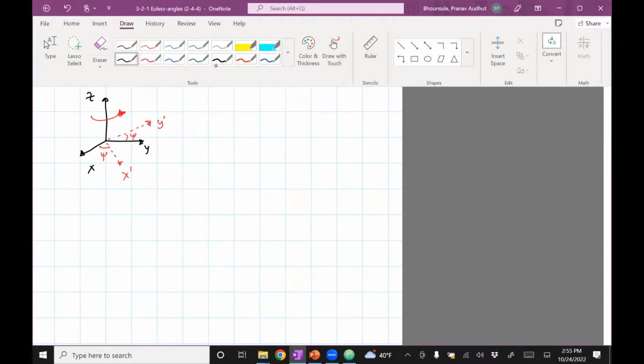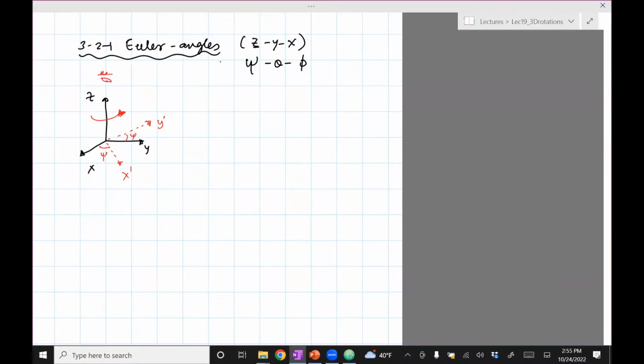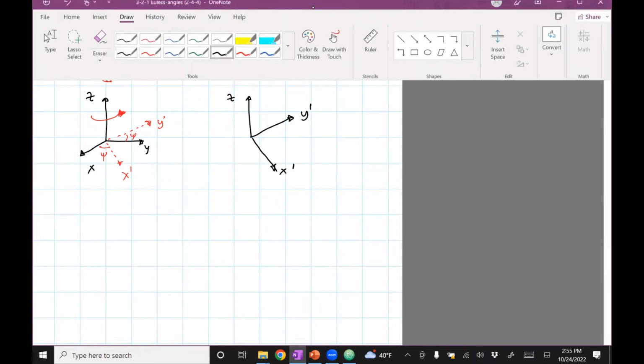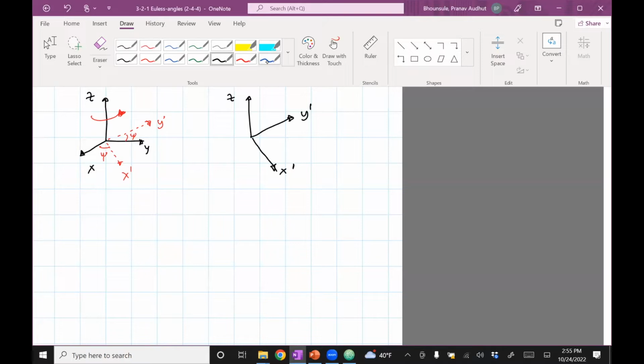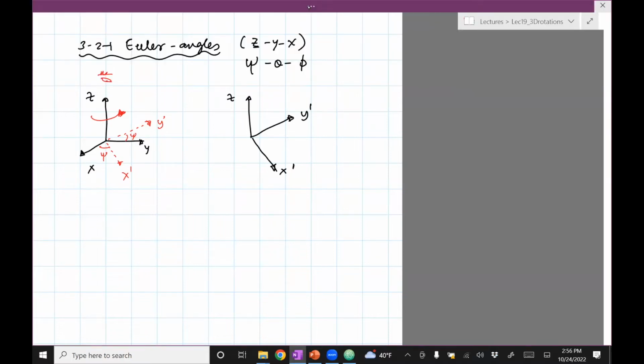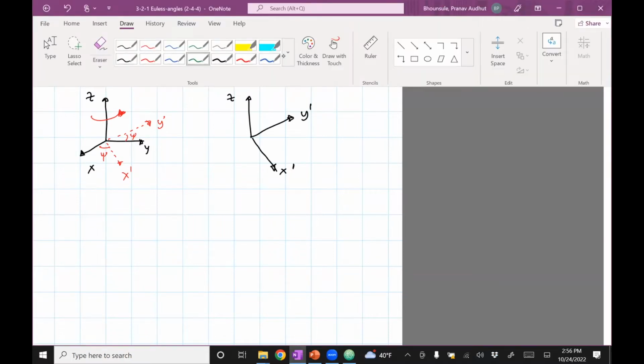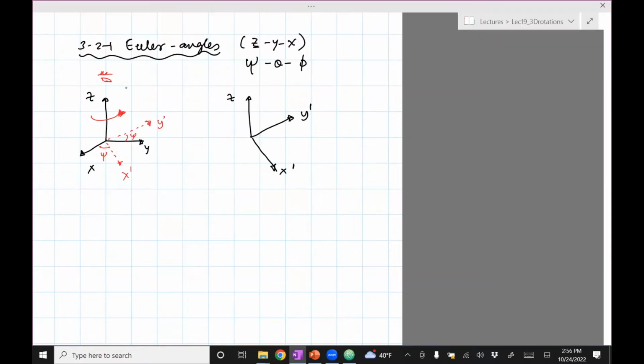Okay, next we'll rotate by theta about the y-axis. So when I say y-axis, I mean the new y. It will be y prime. So let me draw the new configuration: y, x, z. Note that this is y prime, this is x prime. So now I rotate by theta about the y-axis. So again, you look at it from here, theta about the y-axis.